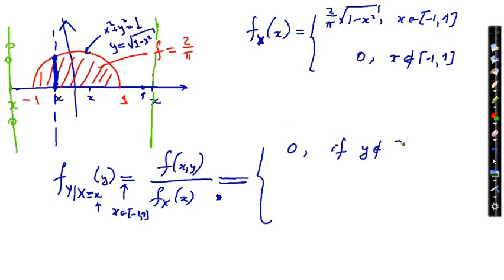If y is not in 0 to square root of 1 minus x squared, then this is 0. What I mean by that, let me show here, or maybe I can take another color. X is fixed. I'm considering all possible values of y. If y is here, or y is here, so outside of that interval 0 to square root of 1 minus x squared, then my joint PDF, this f, is 0 in that case. So we are obtaining that this fraction, the value of the conditional PDF, is 0.